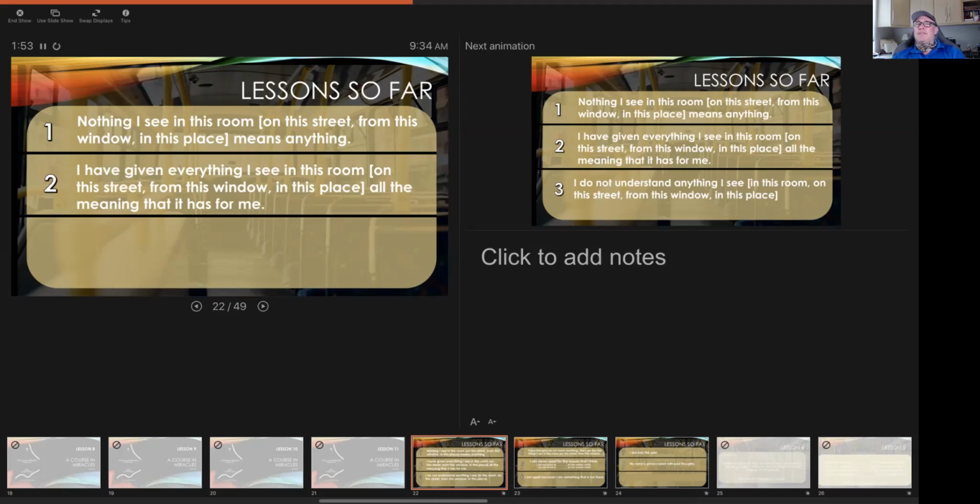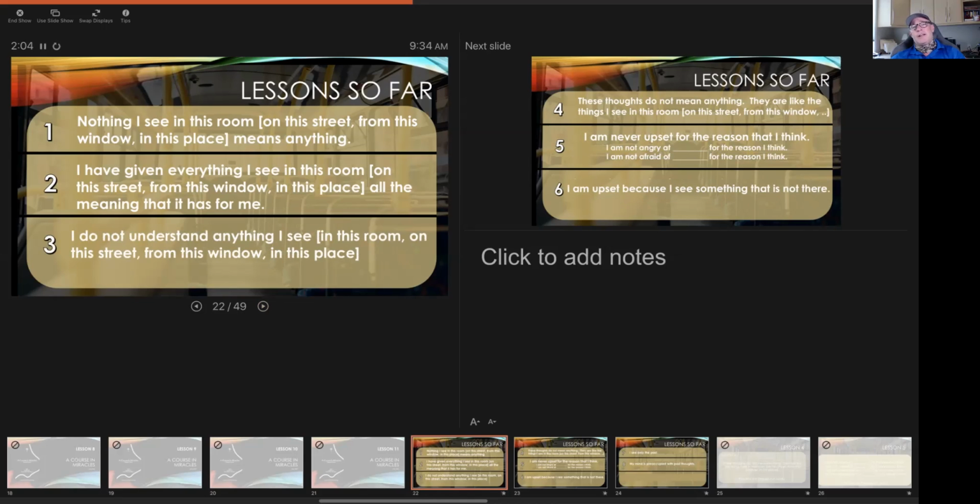Number 2 was this one. "I have given everything I see on the street, from this window, in this place, all of the meaning that it has to me." All of the meaning that it has to me. And so that was our second day. Third day, we did this one. "I do not understand anything I see in this room, on the street, from this window, in this place."